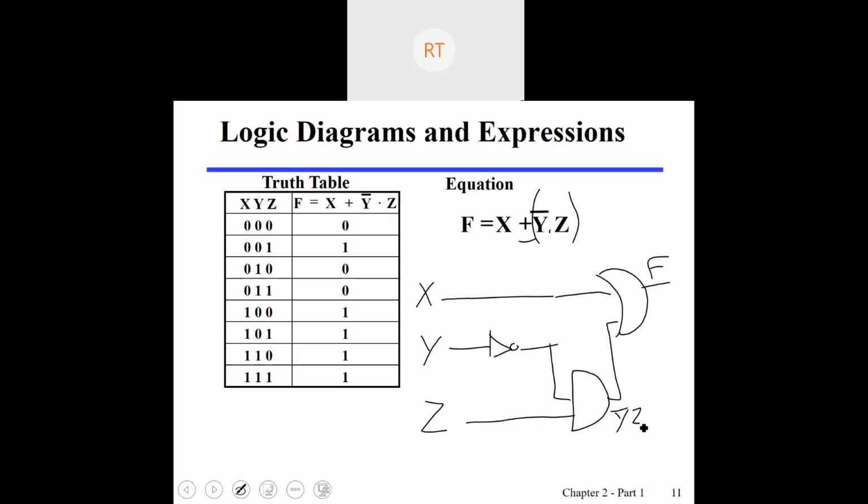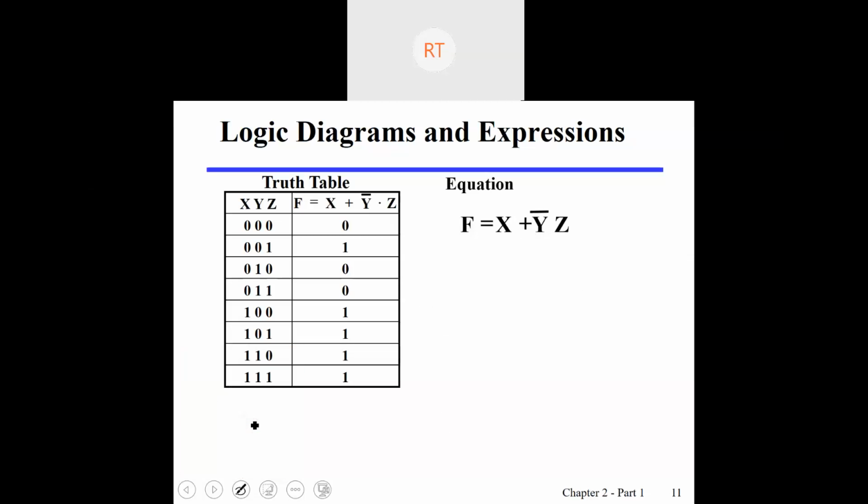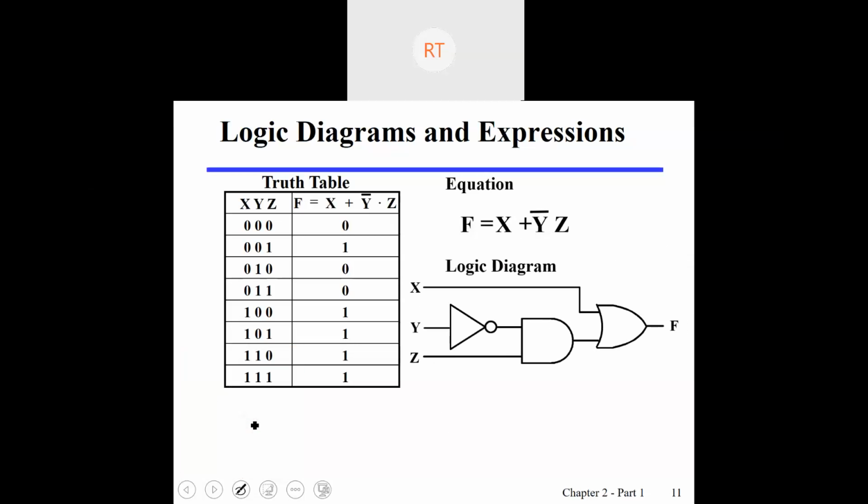But doctor, I had a connection problem. Can you please repeat? Okay, so you do Y bar first, and then you do AND with the Z. The output that you get here is Y bar Z, and then X or Y bar Z will give me F. Okay? Thank you. So this is the figure. I drew it with you step by step. Okay? So be careful now.